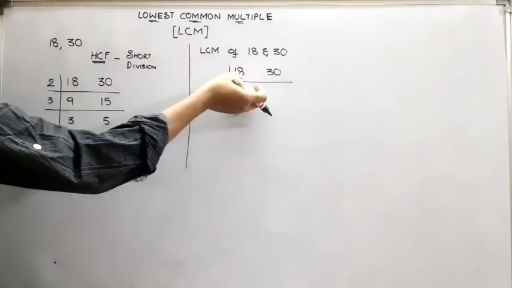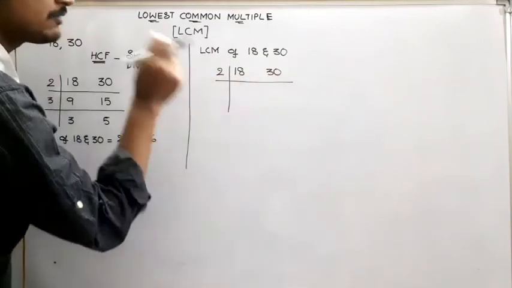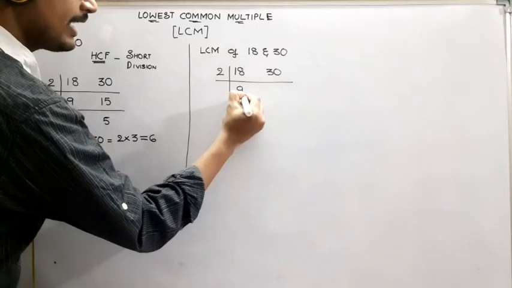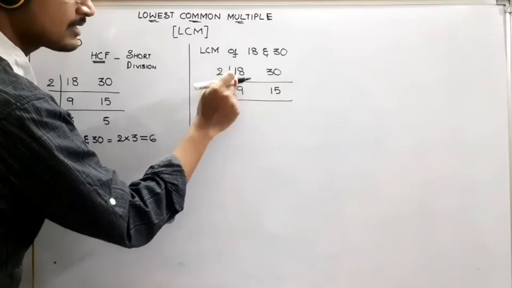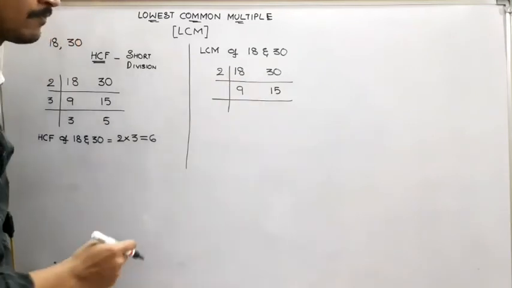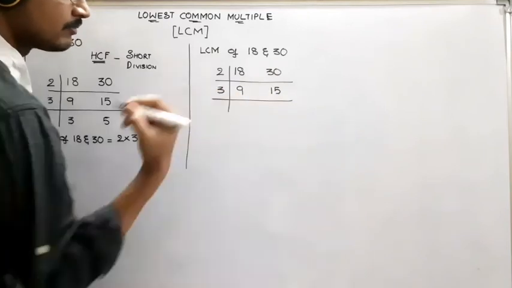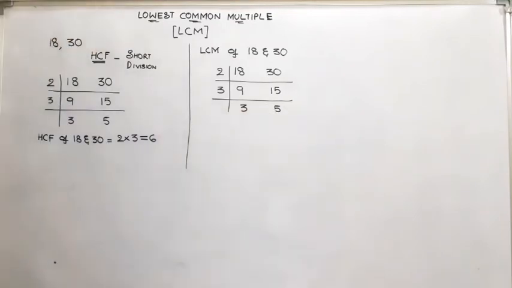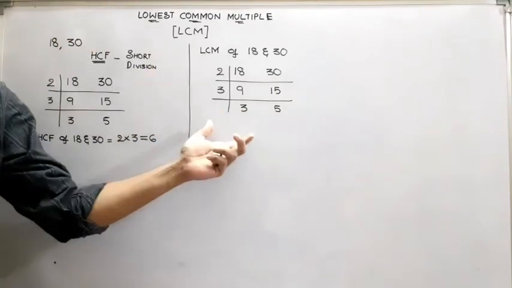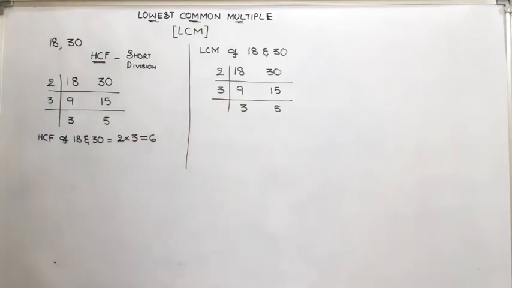The common table which cancels 18 and 30 is the 2 table. As I told, we have to start with least values first. 2 9s are 18, 2 15s are 30. Now, the common table which cancels 9 and 15 is the 3 table. 3 3s are 9 and 3 5s are 15. There exists no other table which cancels 3 and 5 at a time except 1. So we have to stop the process here.